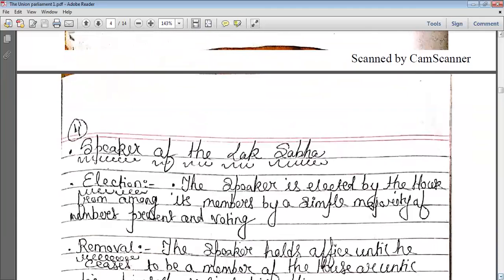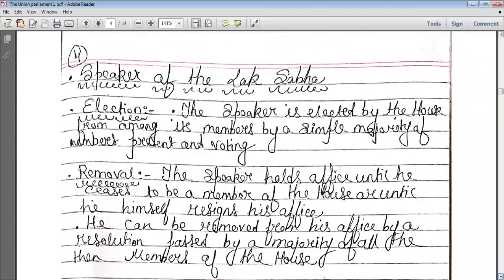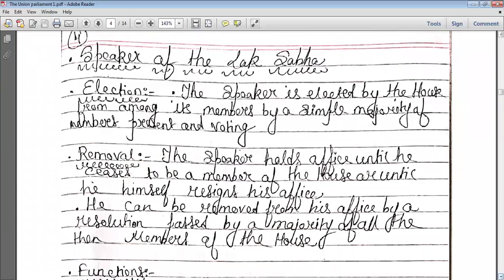Next, we would like to discuss the Speaker of the Lok Sabha. First, we would like to discuss how the Speaker gets elected. The Speaker is elected by the House from among its members by a simple majority of members present and voting. That means the Speaker gets elected from among the persons, the one who gets the maximum number of votes.